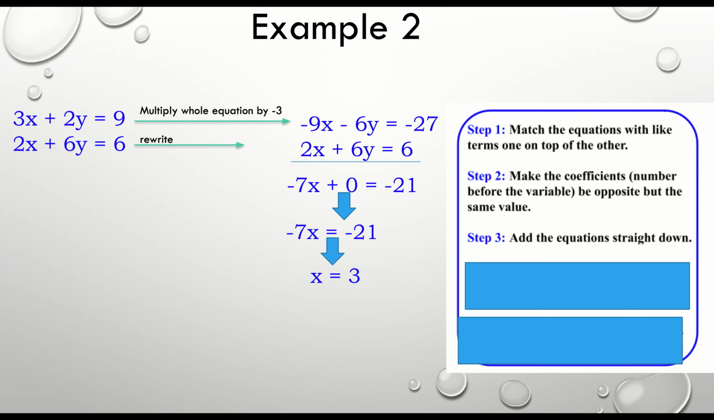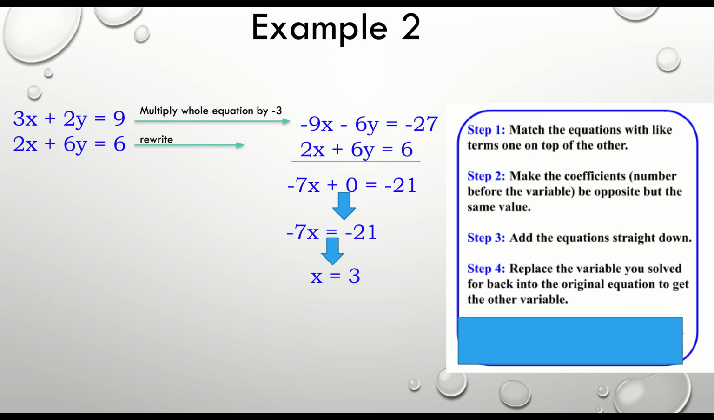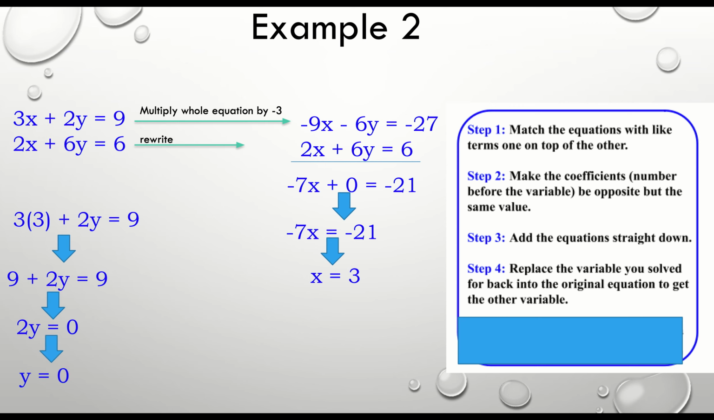Again, we're not finished. We need to find the value of y. So to do that, we replace the variable we solved for, which was x, back into the original equation, doesn't matter which one. And by doing that, we're going to go ahead and solve for y. So now we have the point 3, 0.